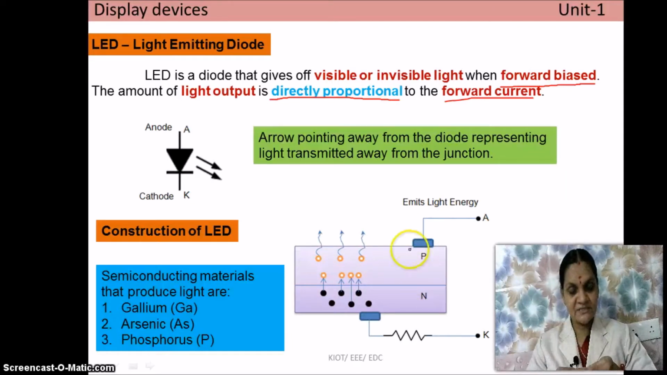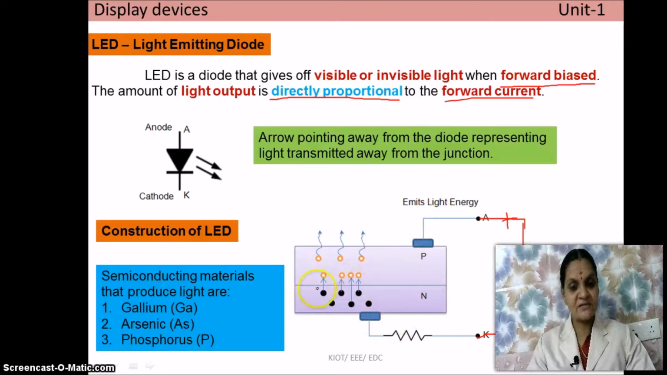The contacts, the terminals, are represented here. The terminal taken from the p-type layer is represented as the anode. This gives the positive terminal, and the terminal taken out from the n-type layer is the cathode, represented by a negative sign. Whenever current is allowed to flow through this LED, that means anode is connected to positive and cathode is connected to negative, this LED is said to be forward biased. When we give a supply like this, there will be repulsion in the negative N layer and repulsion in the positive P layer.